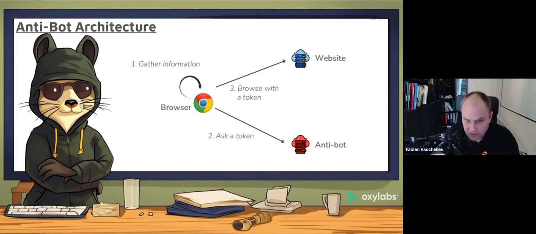Now, when we access the website, not the antibot URL, we send this cookie along with a request. And the website initiates a server-to-server request to the antibot system to retrieve a reputation score. And based on this score, the website makes a decision to either grant or deny access.